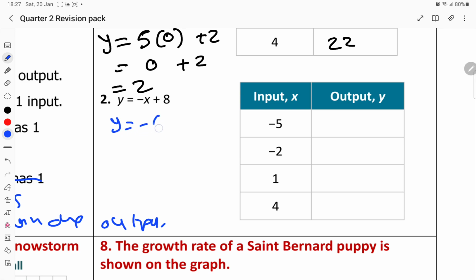Y equals negative x plus 8. Again, y equals negative x plus 8. What is the x here? Negative 5. Take care, negative and negative, positive. 5 plus 8. 5 plus 8 is 13. So the answer is 13.